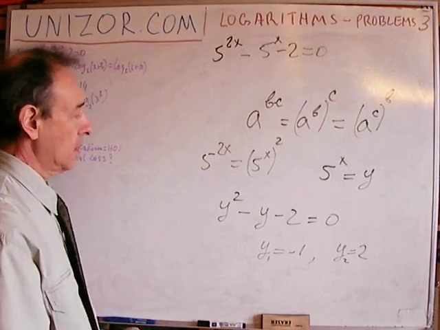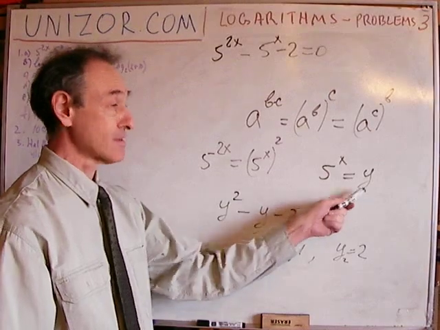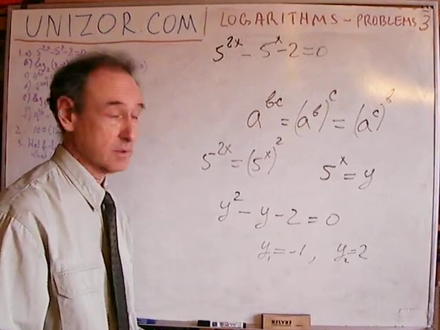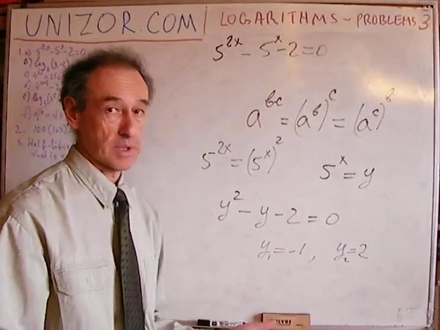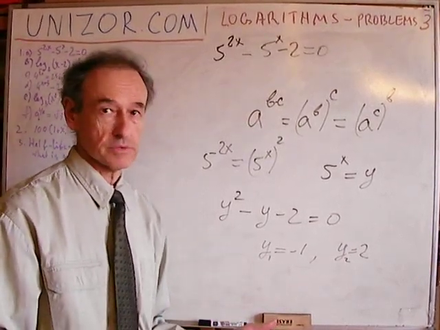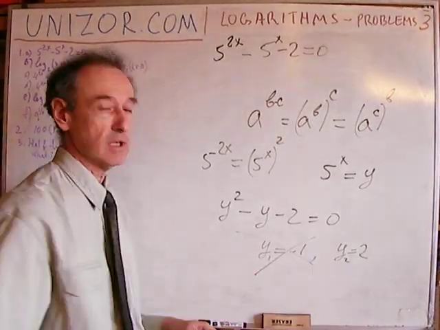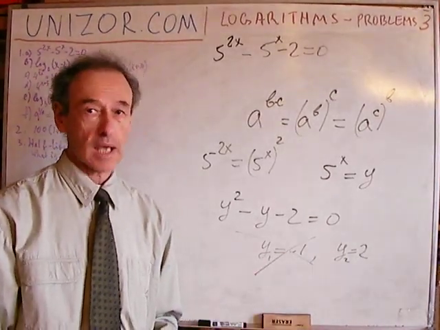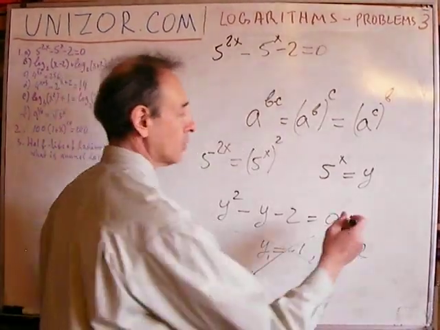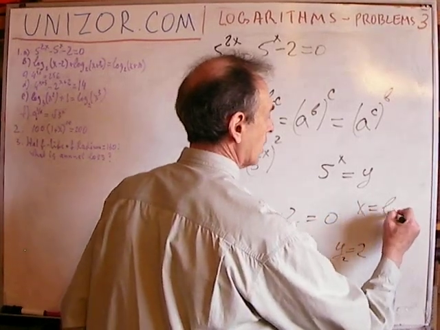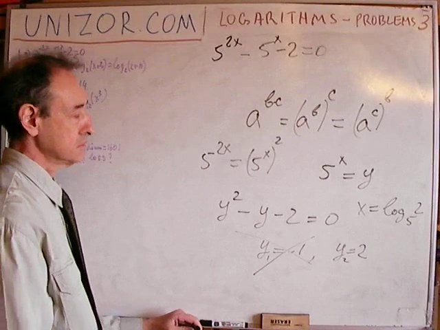Now, are both solutions good if I consider this? Obviously not, because 5 to the power of x is an exponential function. It has only positive values, which means this one we have to completely reject. It is not a candidate for our solution. But this is good. So I can say that x is equal to log 2 base 5. And that's the answer.